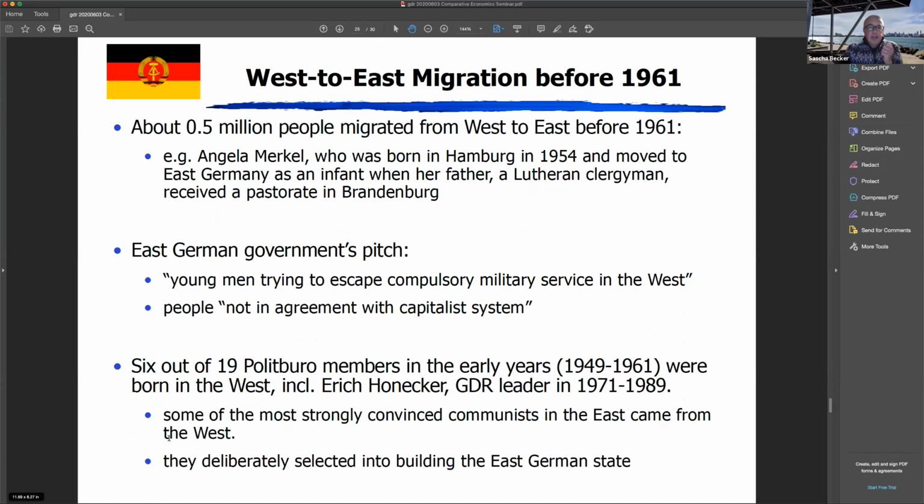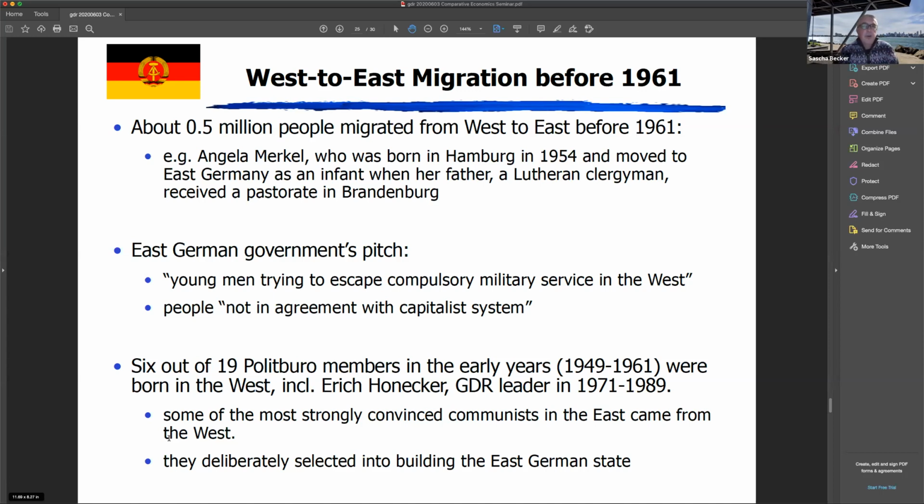Okay, but then another interesting point is there also was west to east migration, and that a lot of Germans don't know, and if anything, they would think that is just a small number of very crazy people. But it turns out that 500,000 people migrated from the west to the east. One of them, by the way, Angela Merkel as a child.